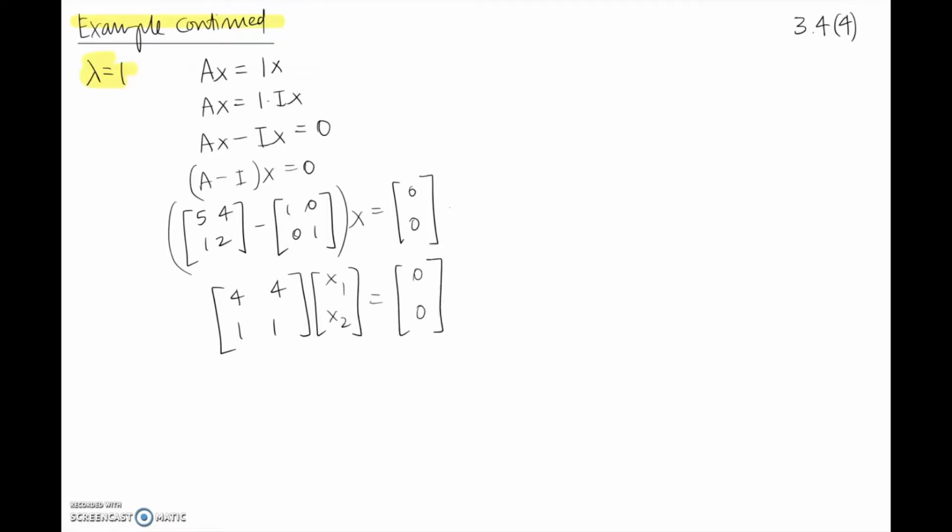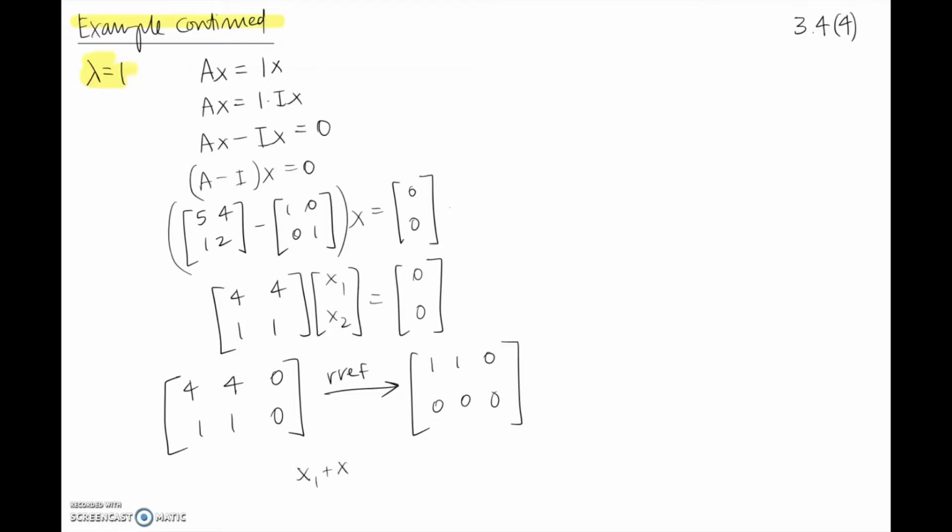Again, this is a matrix equation that we could have solved pretty much the first week of class. And even looking at it, we can probably solve it without putting it through reduced row echelon form. But when we do put it through reduced row echelon form, we get this. So this says that x1 plus x2 equals 0, which just means that x1 equals negative x2, and so the solutions look like something like this. These are the solutions.